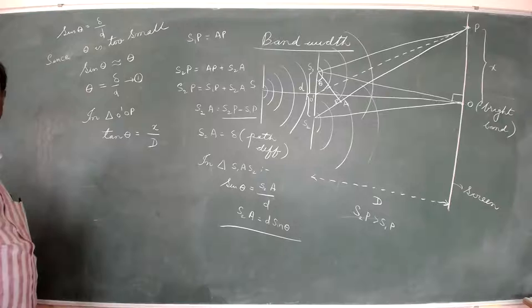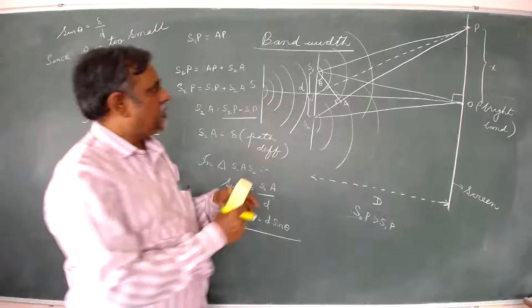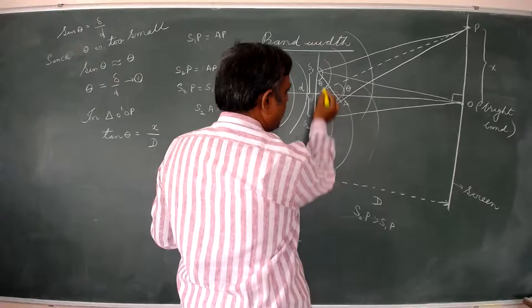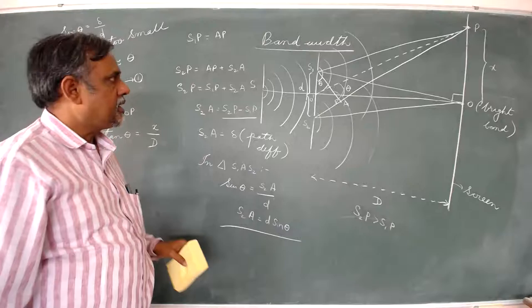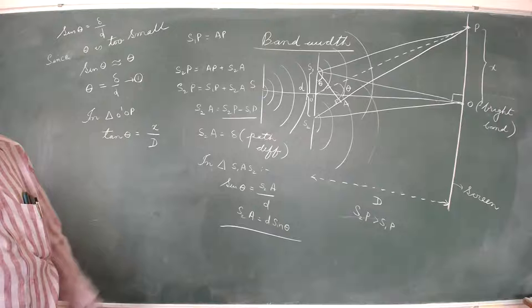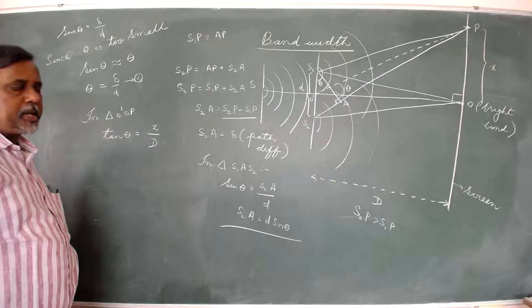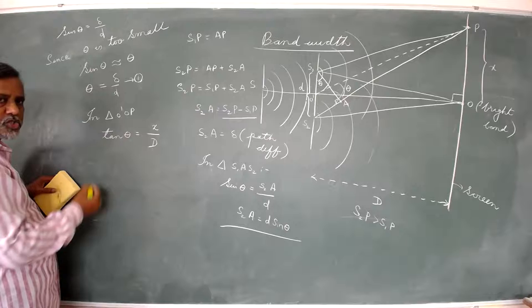Here theta is too small. Here theta, even here also theta. This is theta. So, we can prove that this triangle and this triangle are similar. Triangle S1A S2 and triangle O dash OP are similar triangles. Therefore, these two corresponding angles will be equal, theta. So, tan theta is going to be x by D. Again, since theta is too small, what do you write? Theta is x by D. This is equation 2.